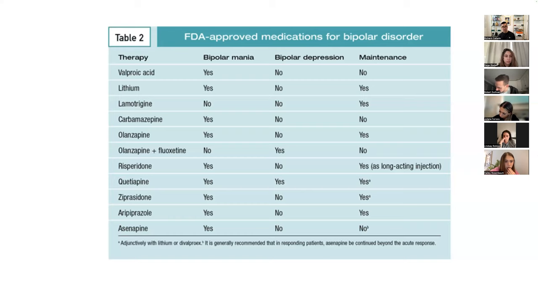So olanzapine by itself is FDA approved for bipolar mania. Olanzapine with fluoxetine is approved for bipolar depression, all right? Remember, fluoxetine is an inhibitor, so if you give someone Symbiax, be aware that the fluoxetine added to the olanzapine can affect other medications because the fluoxetine is there, all right?